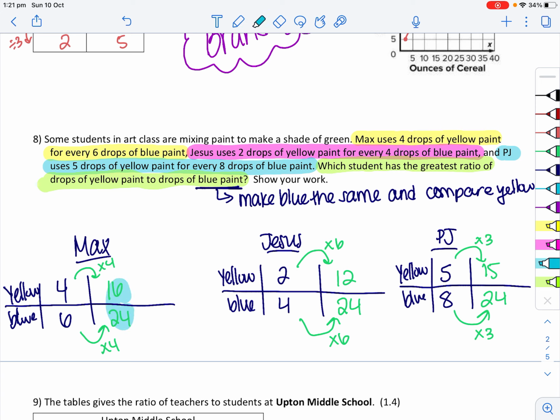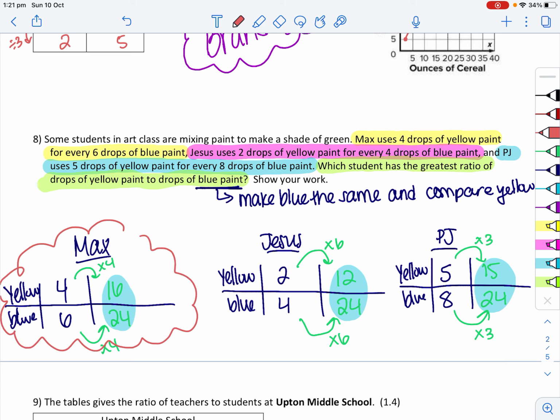So I'm looking at these values right here. All my blues are the same, so I'm looking for who has the most yellow. And here, Max has the most yellow. So Max is my answer.